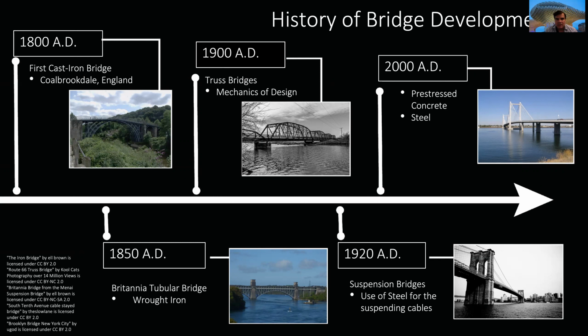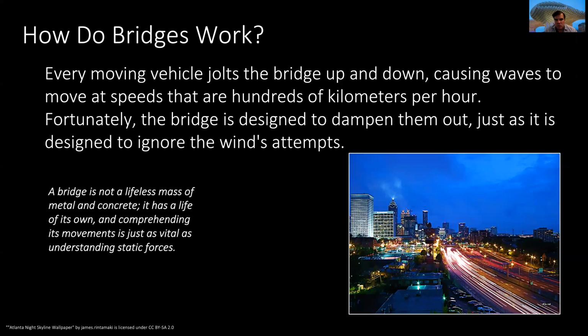In 1900, truss bridges were developed because we started studying the mechanics of design. Before that, tubular bridges were made in wrought iron, and suspension bridges were made using steel for suspending cables. And finally, in the 2000s and later, it became more logical to build bridges of pre-stressed concrete and steel and cable stay bridges.